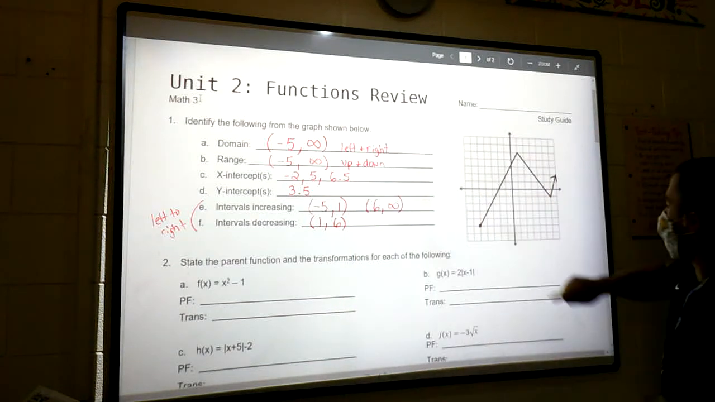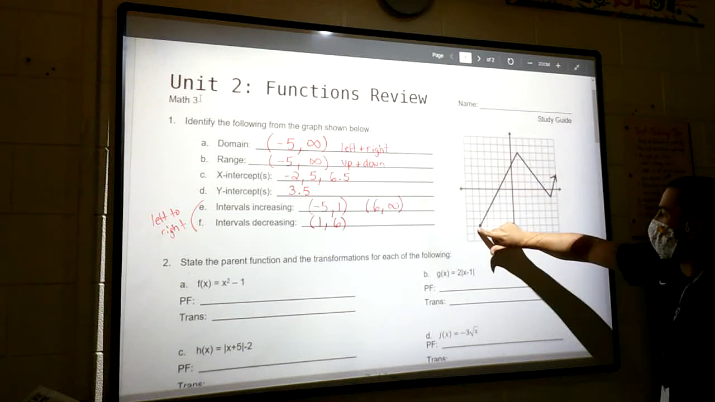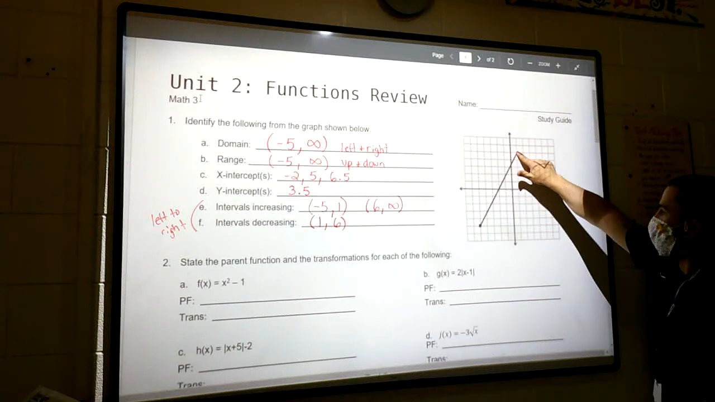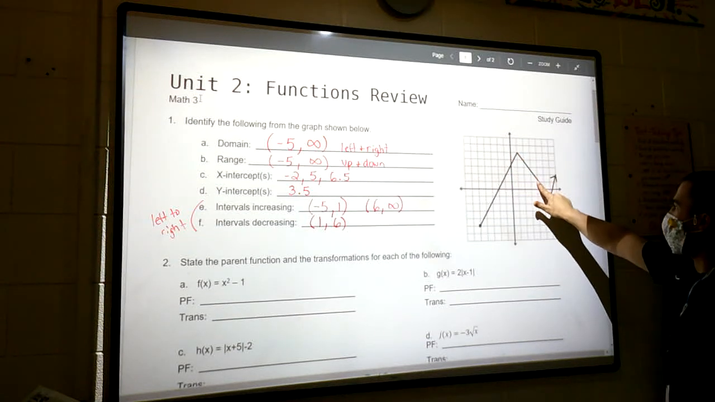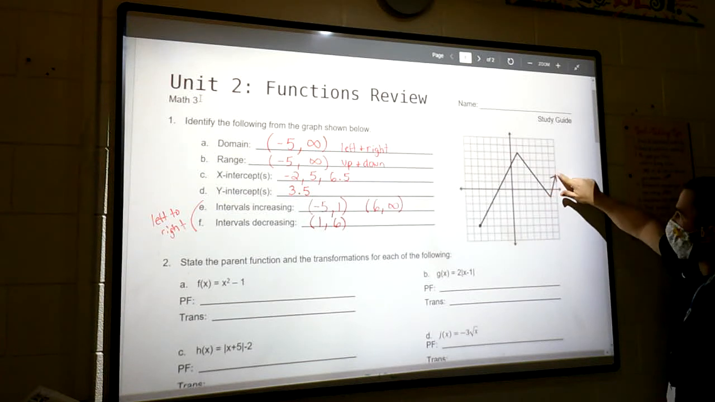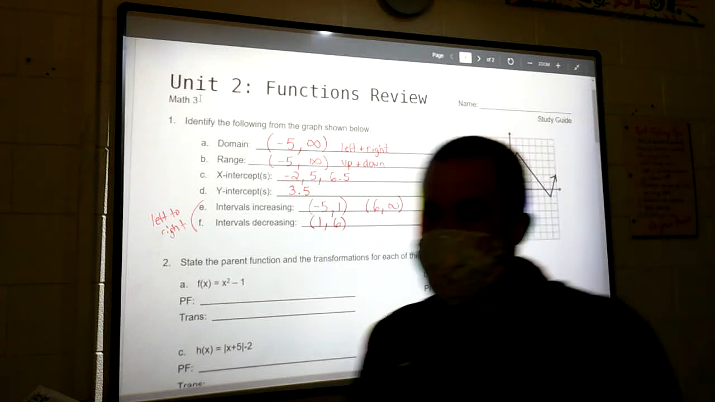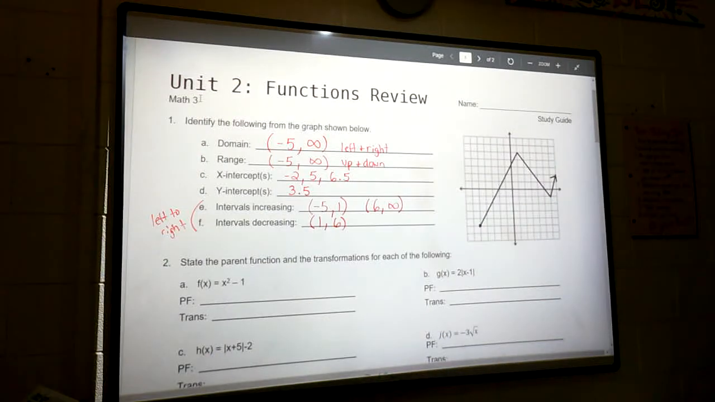So again, what is it doing? It's increasing from -5 until you get to 1. Then it's decreasing from 1 until we get over to 6. Then it's increasing from 6 until forever. So those are our intervals that are increasing and decreasing.